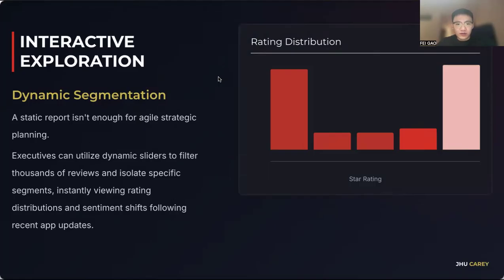A static report isn't enough for strategic planning, so I implemented interactive features alongside rating distributions. This allows executives to dynamically filter thousands of reviews to isolate specific segments, for example, comparing 1-star versus 5-star reviews. And this interactivity supports decision making by letting leadership quickly drill down into the data to see if a recent app update caused a spike in negative sentiment.